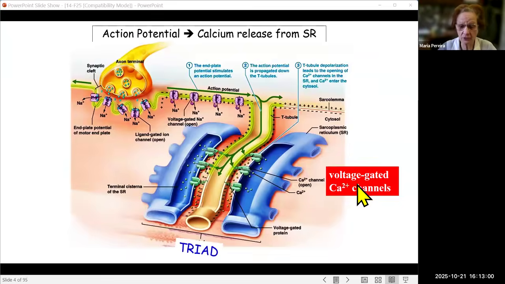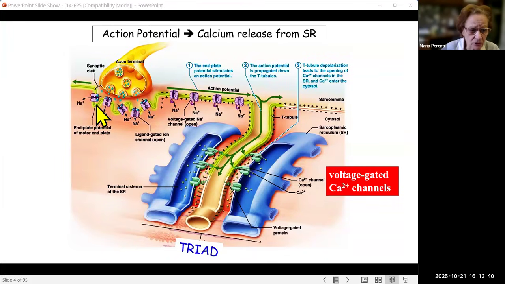Okay, so let's go a little bit more complex, this very simple image. Here you have the axon terminal with the synaptic vesicles that contain acetylcholine. Acetylcholine is released into this synaptic cleft, and it diffuses across the synaptic cleft and binds to these channels. And if you remember, these channels are at the end plate, the area of the sarcolemma that is in close proximity to the axon terminal.